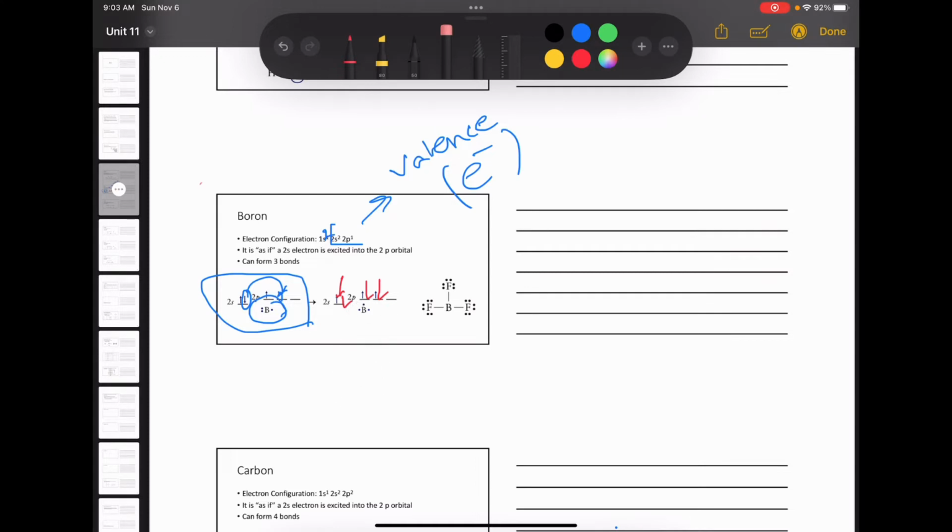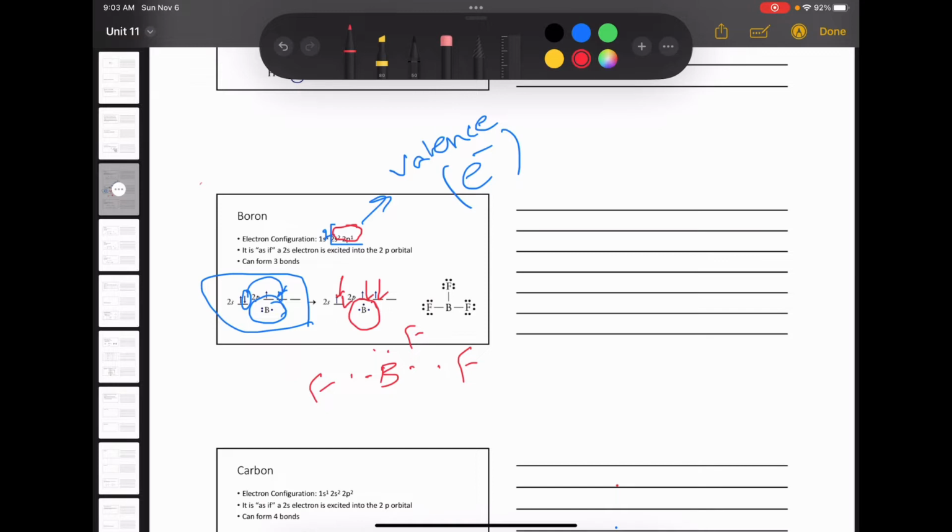Okay, that's why when we do the Lewis dot structure for the boron, we do boron and 1, 2, 3, because we focus only on the 3 valence electrons for the boron. And then you have the fluorine that comes in with their electrons as well. Okay, so all the electrons here have been paired.